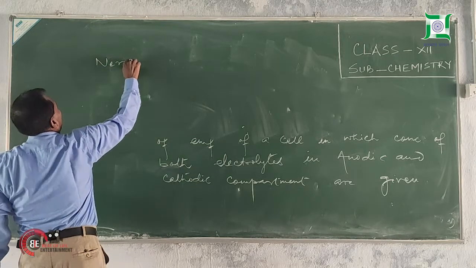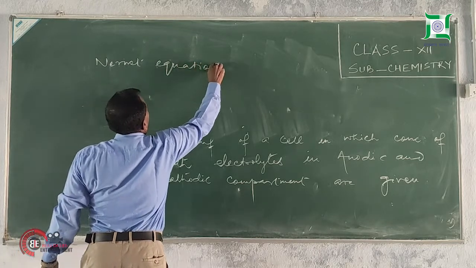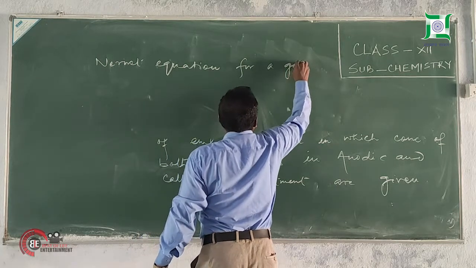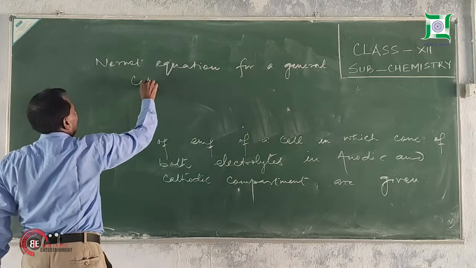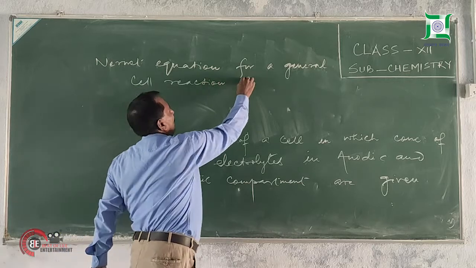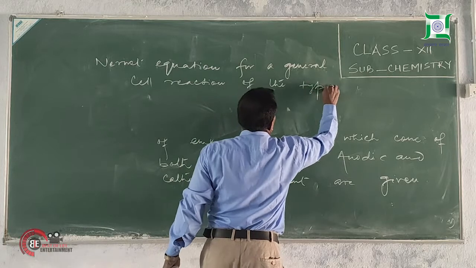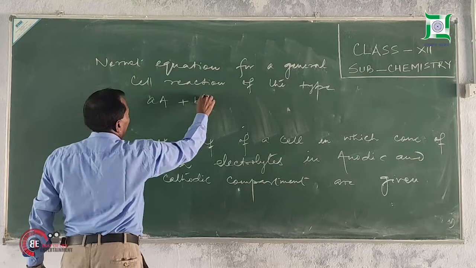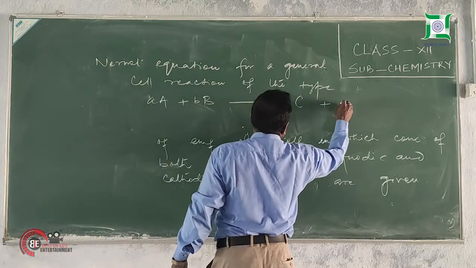Nernst equation for a general cell reaction of the type aA + bB gives cC + dD.